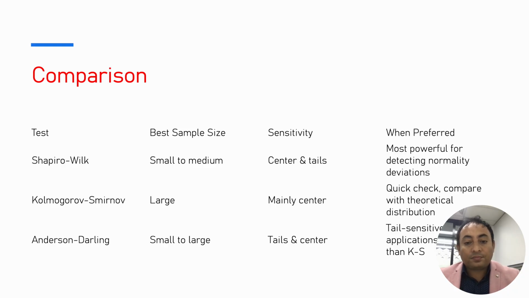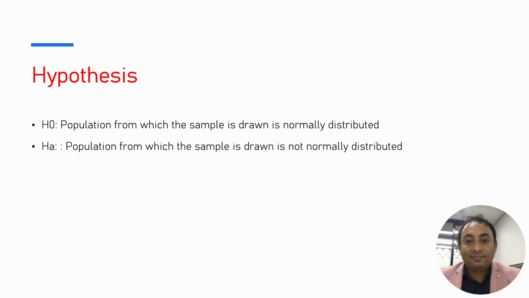There are several other tests, the Kolmogorov-Smirnov test and the Anderson-Darling test. These tests can also be used to check normality. You can see how I did the comparison between them. The null hypothesis for this test is that the population from which the sample is drawn is normally distributed. At the same time, the alternative hypothesis is that the population from which the sample is drawn is not normally distributed.